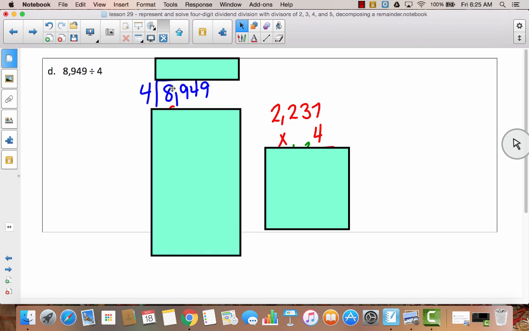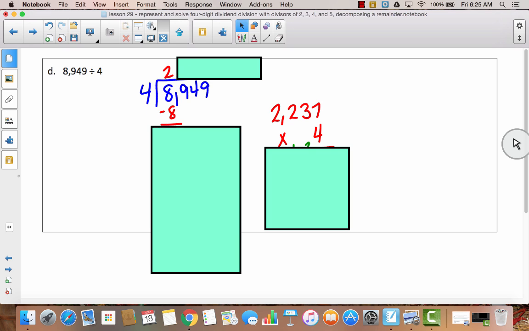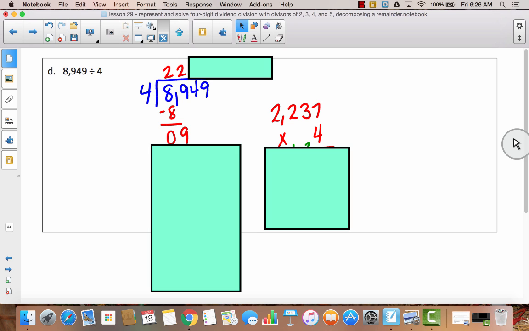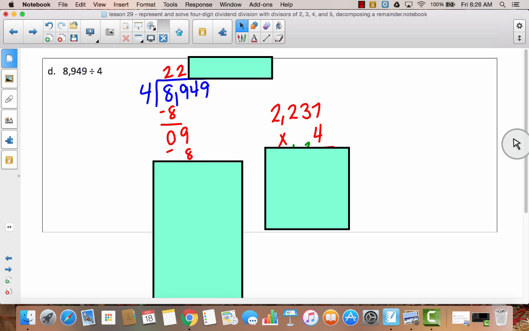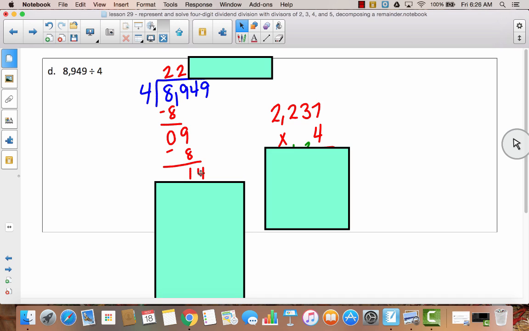So first of all, we had 8 thousands divided by 4, and that was 2. 2 times 4 is 8. 8 minus 8 gave me 0 thousands left over. So then I brought down my 9 hundreds. 9 hundreds divided by 4 is 2. 2 times 4 is 8. 9 minus 8 is 1. And I added that 100 to the 4 tens. That gave me 14 tens. 14 tens divided by 4 is 3. 3 times 4 is 12. 14 minus 12 left me with 2 tens.